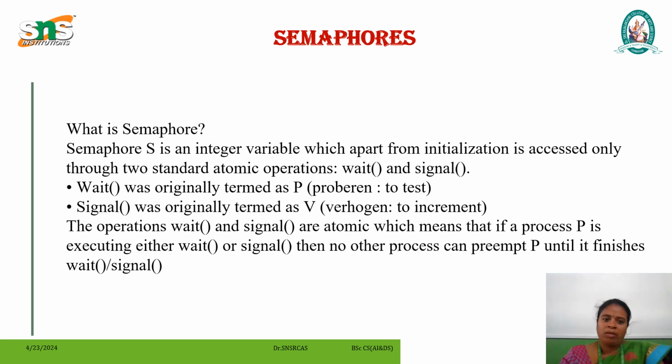Next one, semaphore. What is a semaphore? A semaphore is an integer variable which, apart from initialization, is accessed only through two standard atomic operations: one is wait, another one is signal. Wait was originally termed P, from proberen, to test. Signal was originally termed V. The operations wait and signal are atomic, which means if process P1 is executing wait or signal, no other process can preempt P1 until it finishes wait and signal.